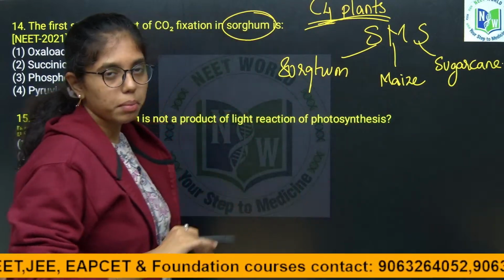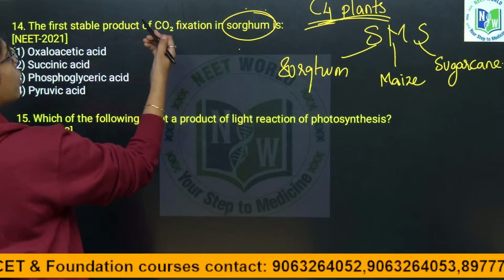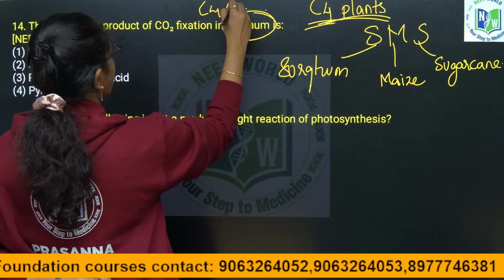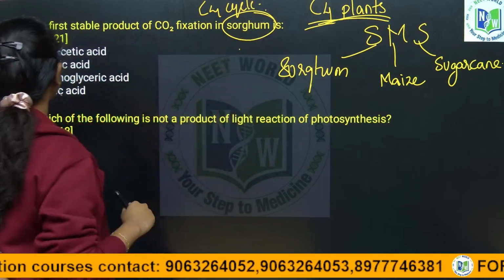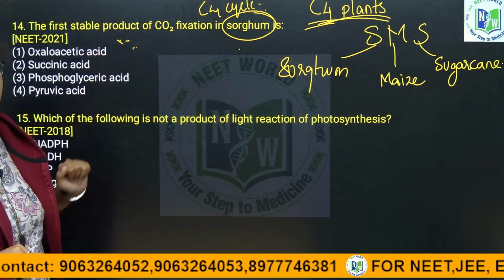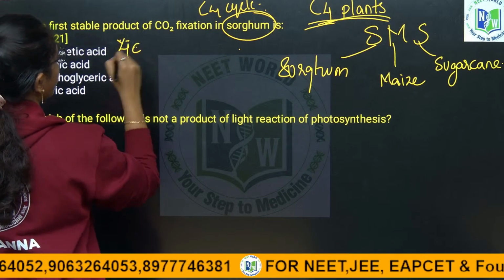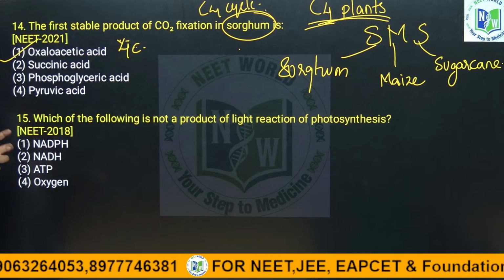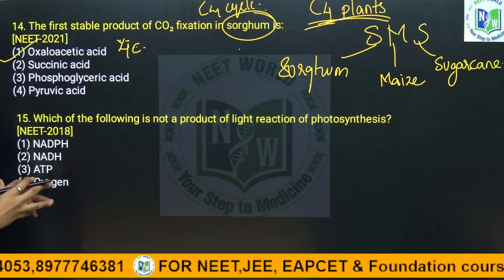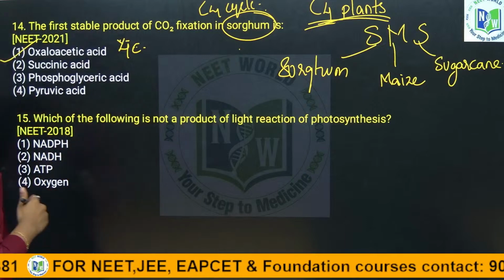A simple trick to remember C4 plants. Sorghum conducts what type of fixation? C4 cycle in the mesophyll cells and C3 cycle in the bundle sheath cells. What is the first stable product formed in the C4 cycle, beta? Oxaloacetic acid, which is a 4-carbon compound. Clear?